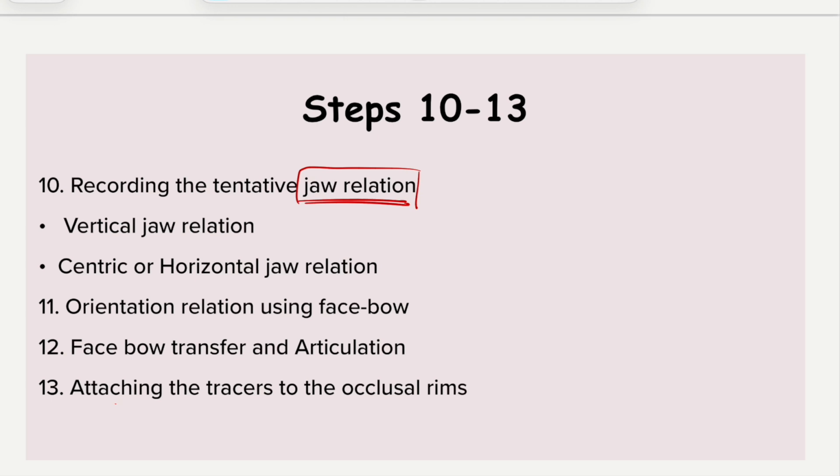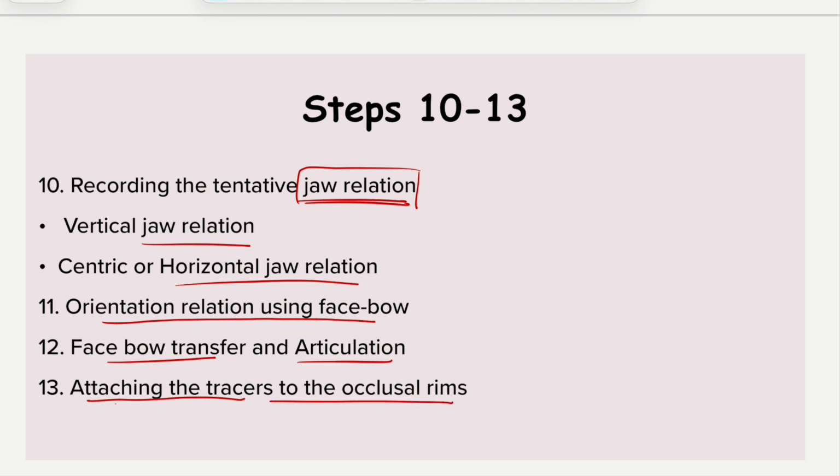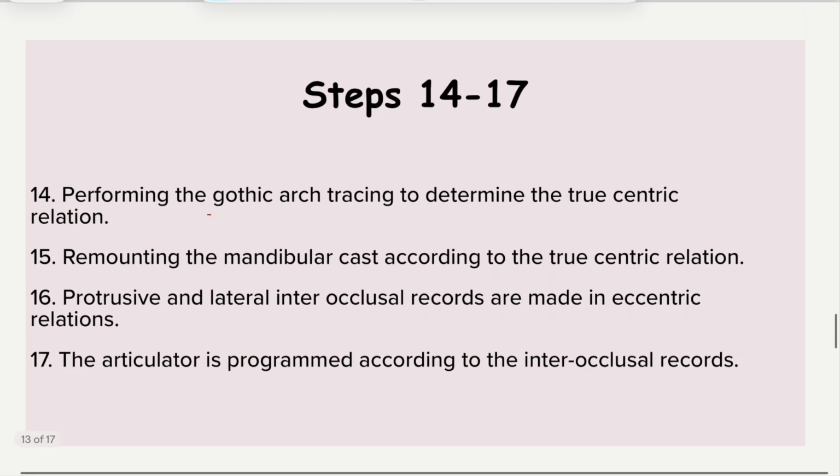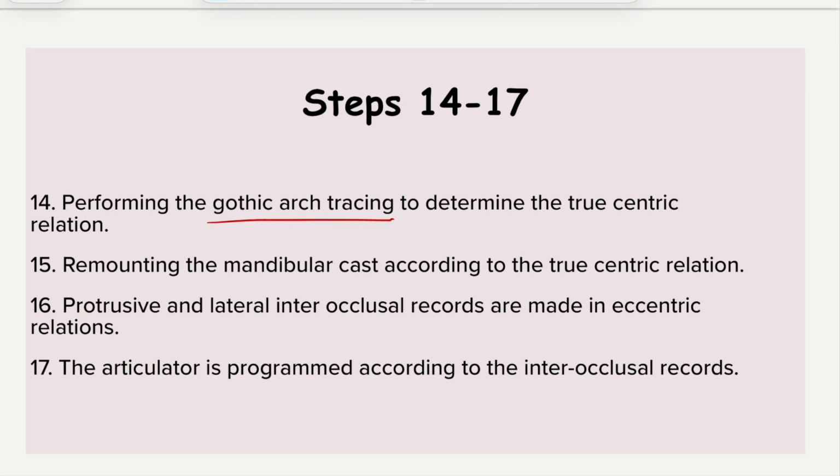Okay, so we will establish that including the vertical and horizontal jaw relationship, and then we will take the orientation relation using face bow and we will transfer that to the articulator. Okay, and then we will articulate our cast. Okay, then we will attach the traces to the occlusal rims. Okay, so then after we will perform the Gothic arch tracing. This is performed to record the movements of the mandible and to determine the true centric relation.